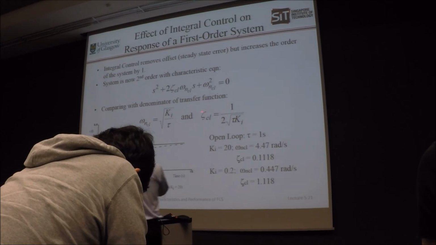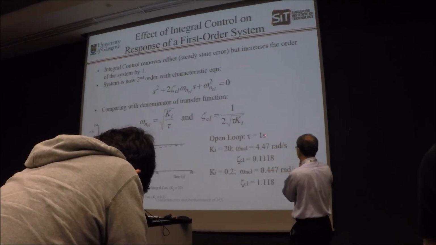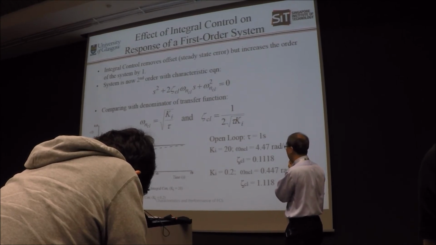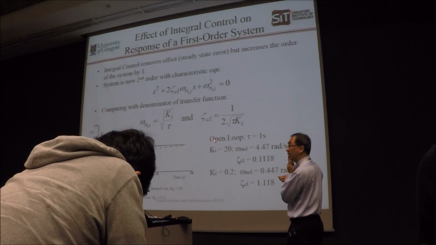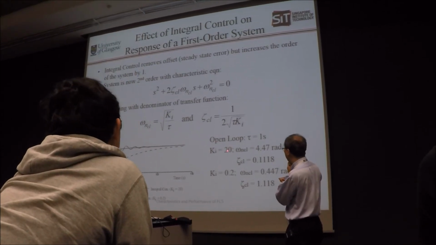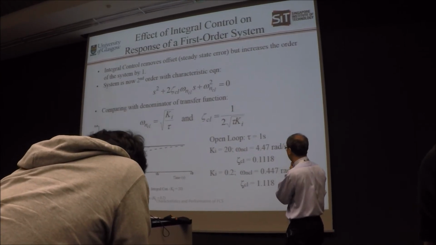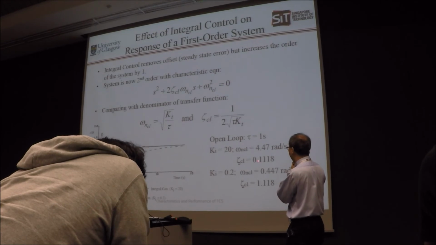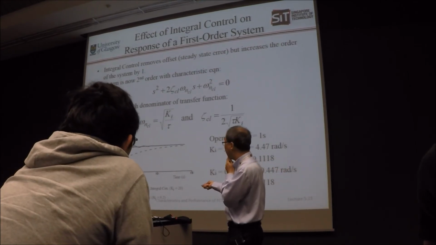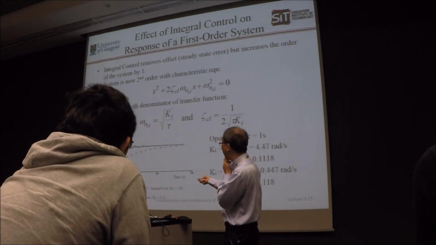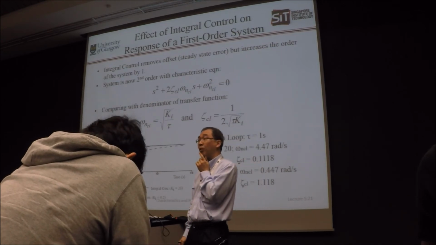All right. So you can see this is a case where your time constant is 1 second. Now I set Ki to be 20. So when I set Ki to be 20, what happened? My closed loop undamped natural frequency is 4.47. And my closed loop damping is 0.1118. And that is why you see the closed loop response. What happened to the closed loop response? Very oscillatory. Why? Because the damping is only 0.11.